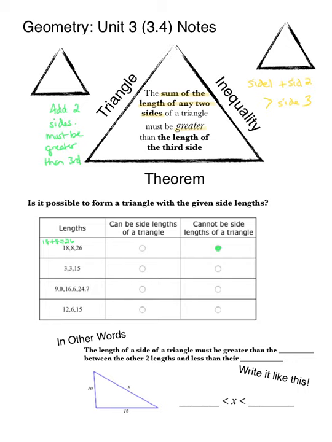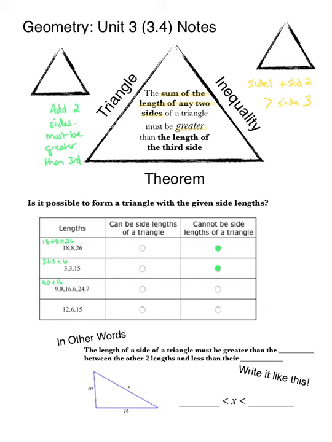3 plus 3 equals 6. Is 6 greater than 15? It is not. So, cannot be sides of a triangle. You don't have to add anything else. Now decimals. Well, nothing wrong with decimals.